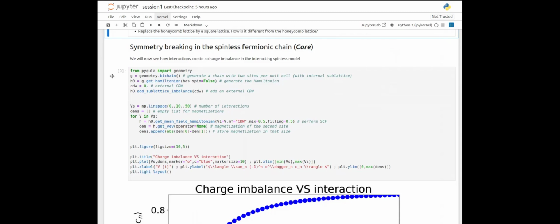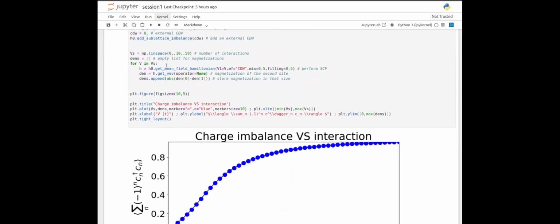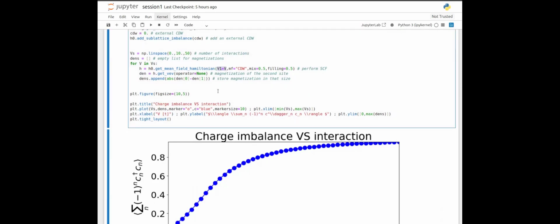So we are going to look at a one-dimensional system that does not have spin, and we are going to add a little bit of sublattice imbalance. And so the whole idea is that we are going to add a different type of interaction, which, instead of Hubbard interaction, is going to be nearest neighbor interaction. So we're going to add a term to the Hamiltonian that is density in site n times density in site n plus 1. And this is a parameter that is called V1. And so we are going to loop over different values of V1. We are going to go from V1 equal to 0 to V1 equal to 10.